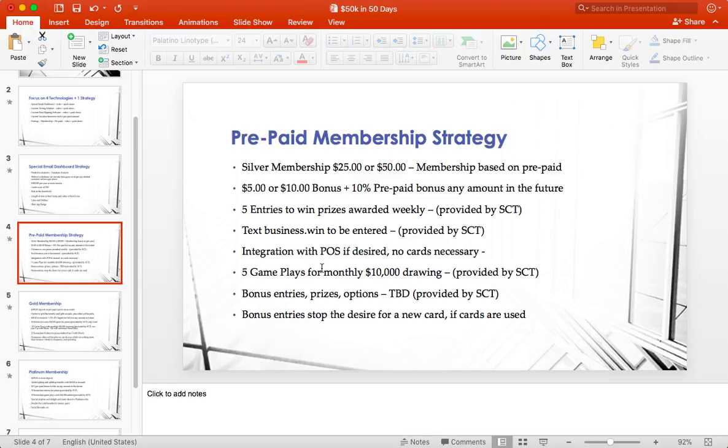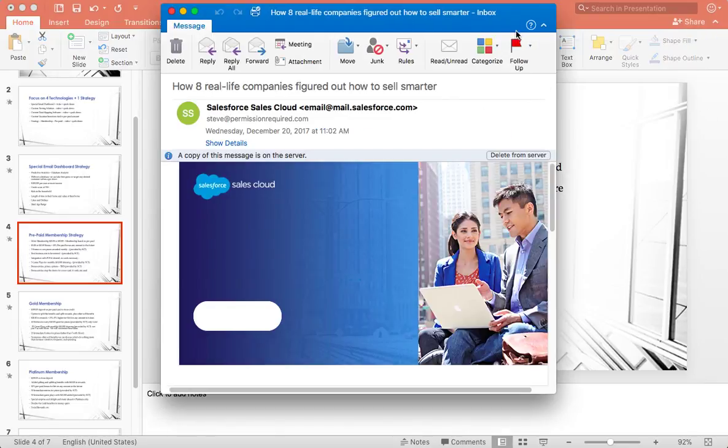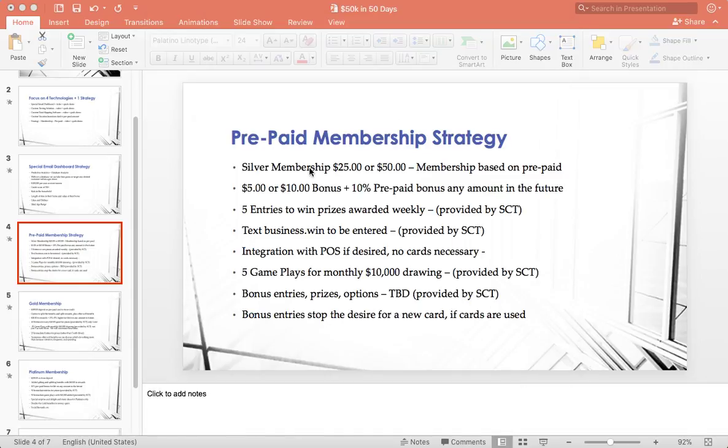So very easy, everything's integrated. They get these entries to win prizes that we pay for. They get these gameplays to win money that we pay for. They win bonus prizes and entries, which could be determined. We'll provide all of that, and they get not only bonus entries, but bonus gameplays. These are 2 different contests, and then we give all of these bonuses so that they're not tempted to keep losing their card and then asking for a reload, because the initial benefit, as you see, is a little bit better than what they get when they preload it. So this stops everybody from always ordering a new card.